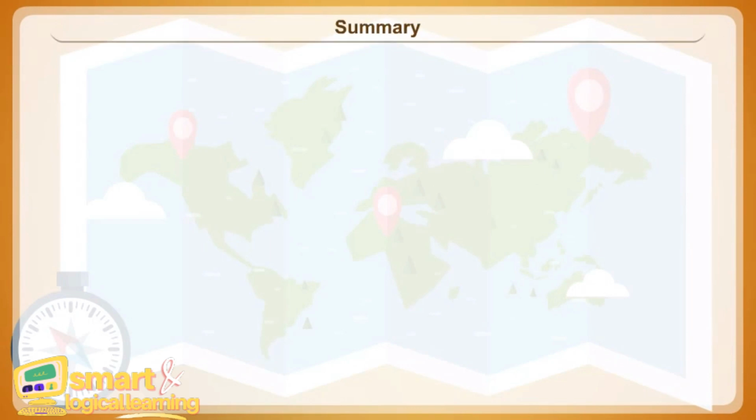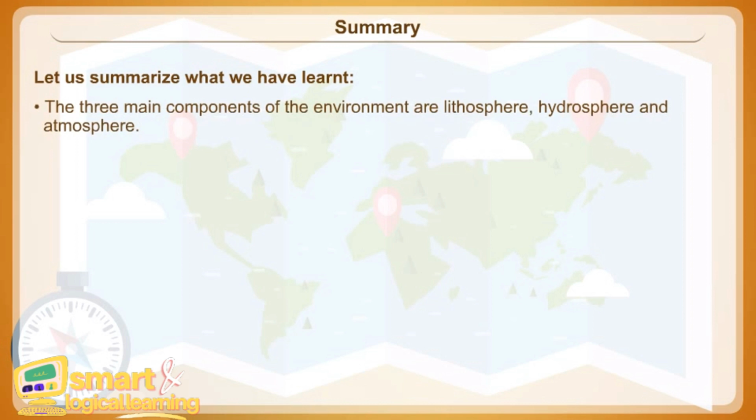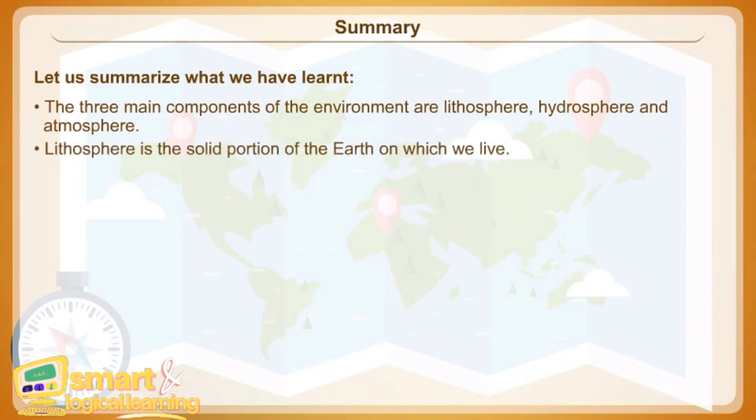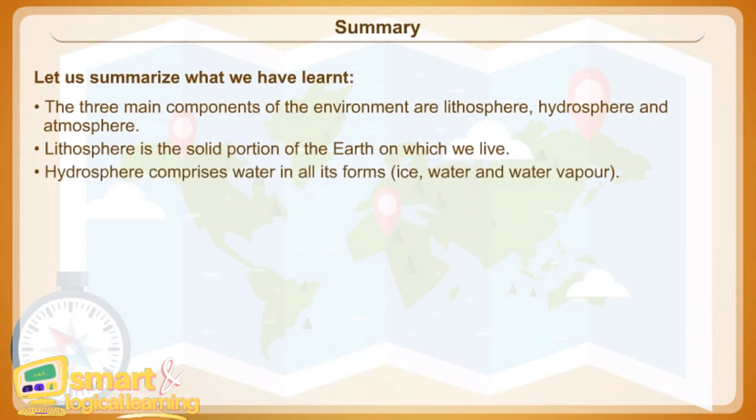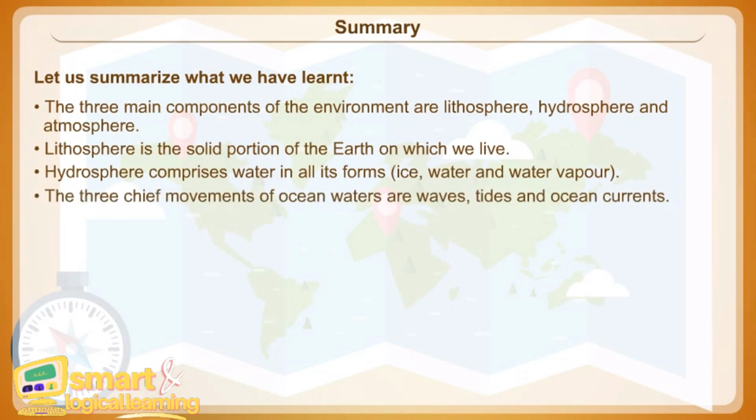Summary. Let us summarize what we have learned. The 3 main components of the environment are lithosphere, hydrosphere, and atmosphere. Lithosphere is the solid portion of the Earth on which we live. Hydrosphere comprises water in all its forms: ice, water, and water vapor. The 3 chief movements of ocean waters are waves, tides, and ocean currents.